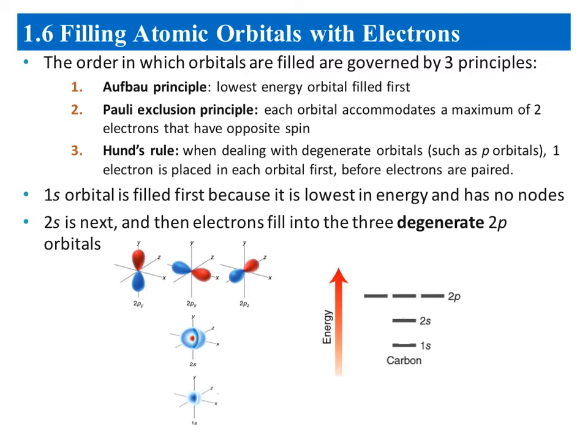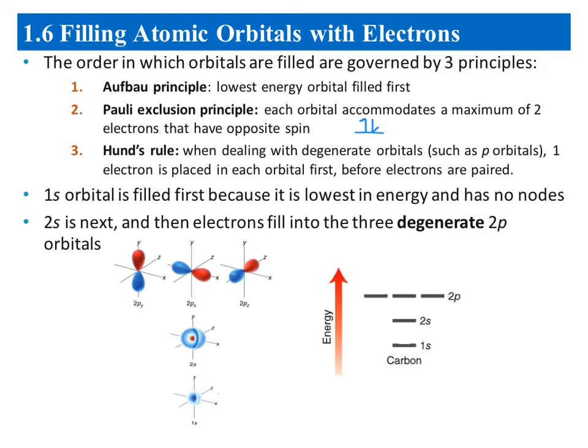The second principle is Pauli exclusion principle, which says that each orbital accommodates a maximum of 2 electrons that have opposite spin, one spin up and one spin down. So if you consider this as orbital, one electron is a spin up, the other one is a spin down.